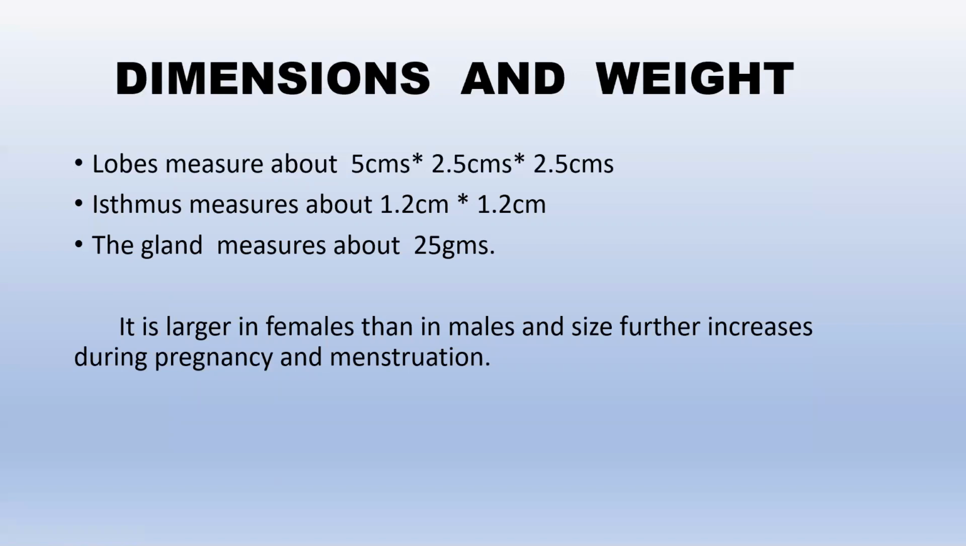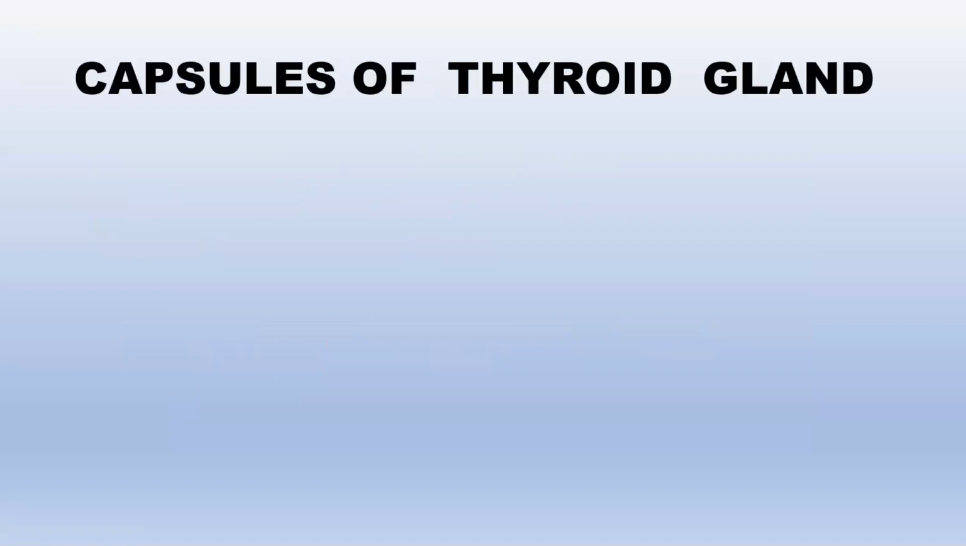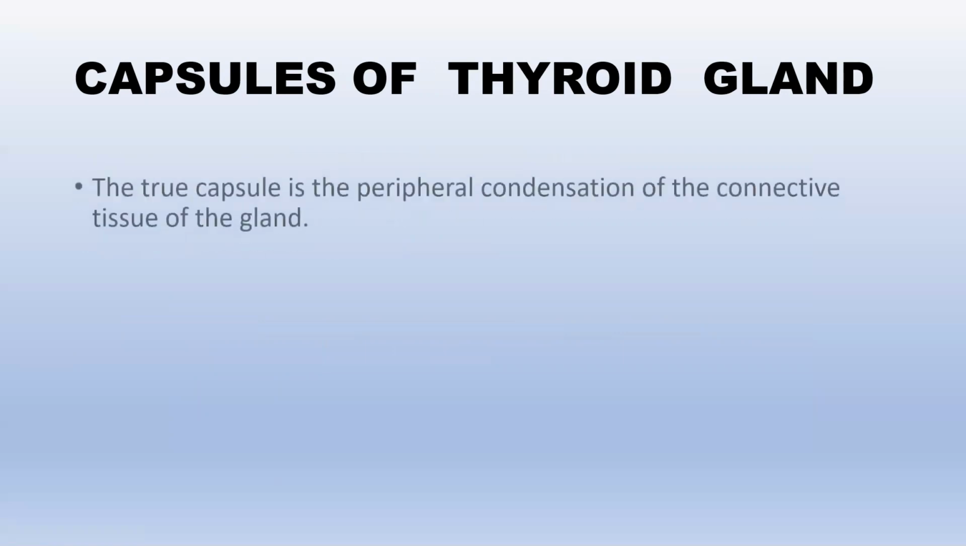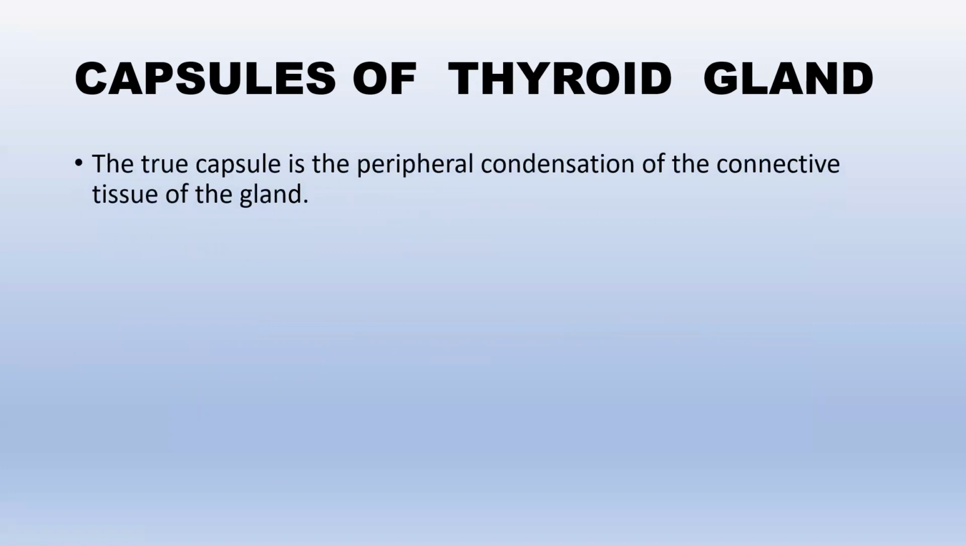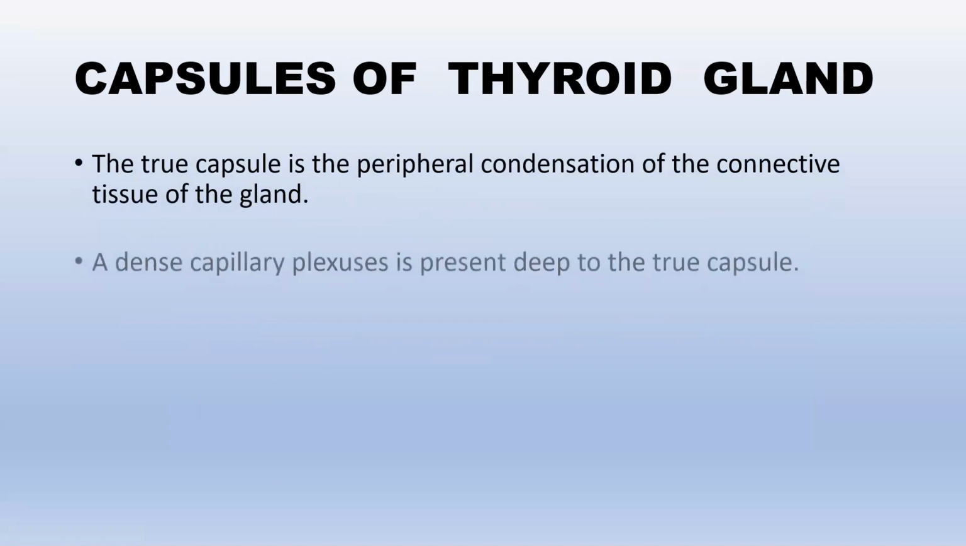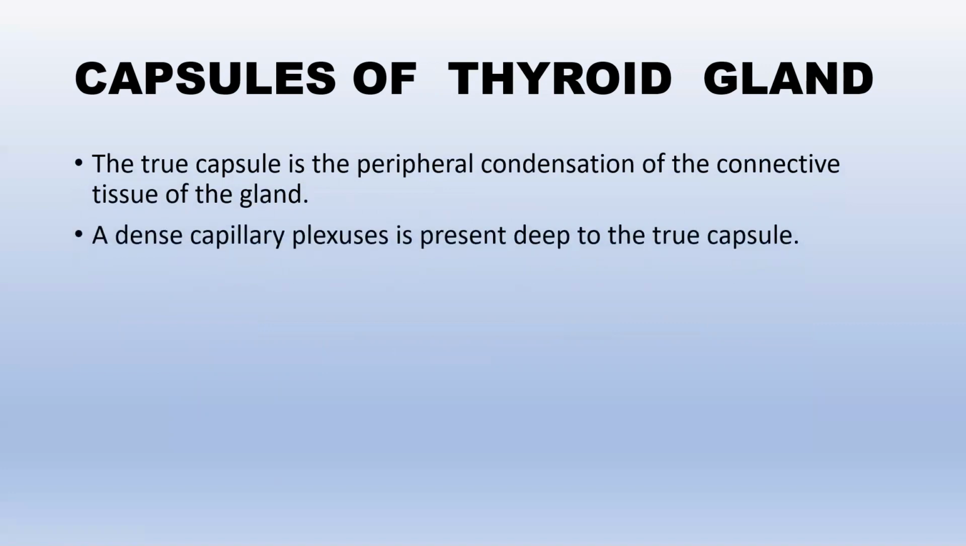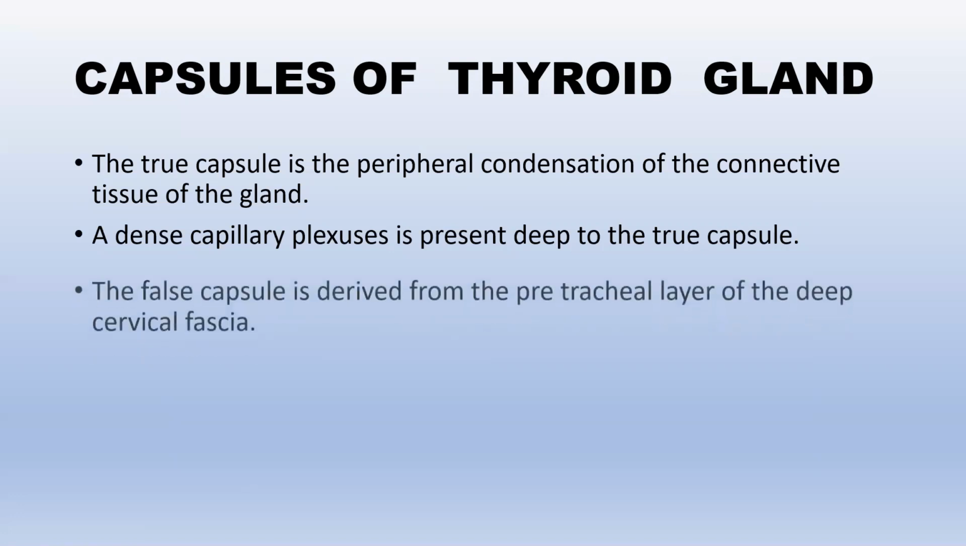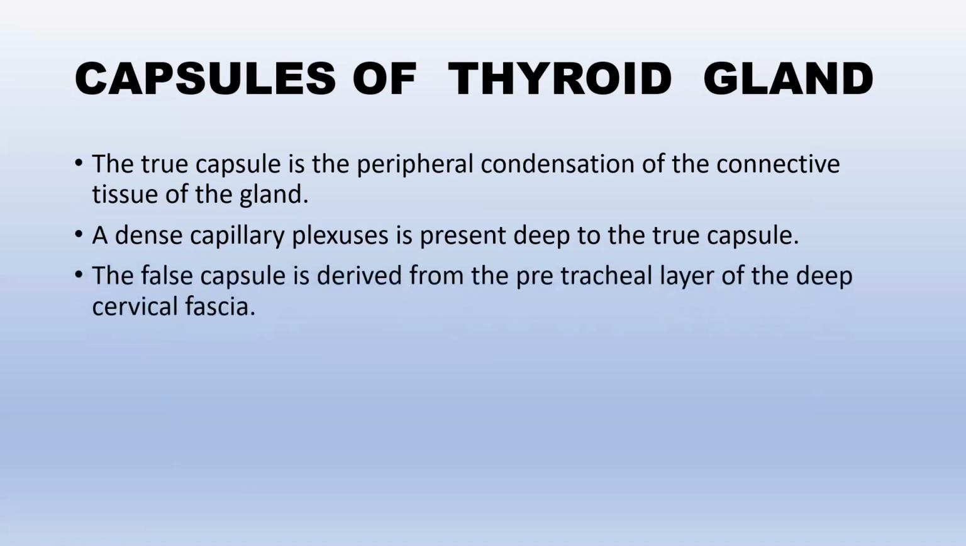Coming to the coverings of the thyroid gland, there are two coverings, the true capsule and the false capsule. The true capsule is nothing but the connective tissue at the periphery, condensed to form the true capsule. Under the true capsule, a deep venous plexus, a capillary plexus, is present, as in the prostate. The false capsule is derived from the pretracheal layer of deep fascia.